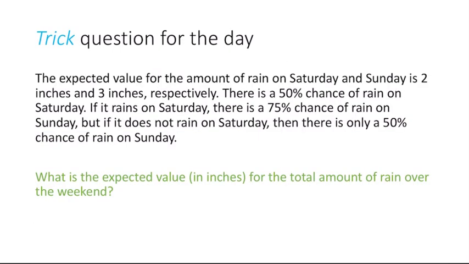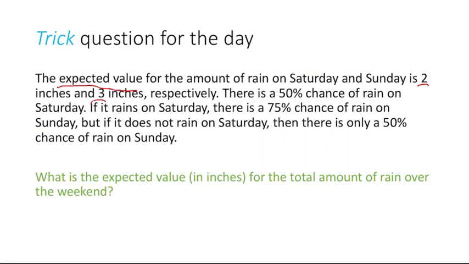Alright, well, let's start here with a trick question. Read this question and see if you can tell me what the expected value is for the total amount of rain over the weekend. Okay, so I called this a trick question because I give you more information than you actually need. The key here is that it says the expected value for the amount of rain on Saturday and Sunday is 2 and 3 inches respectively, and that's the only information you need.